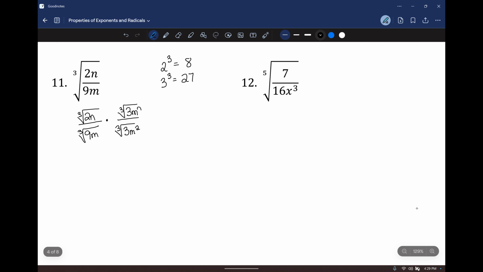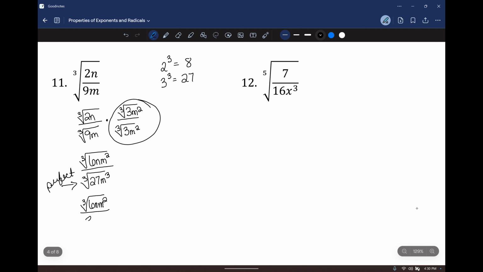So we have to do that on top and bottom. That way we're not changing the value, we are just changing how it is written. So I have a cube root times a cube root, so I'm going to multiply those together. That gives me 2 times 3 is 6, and then n and m squared, over, multiply across, 9 times 3 is 27, m to the third. This should be a perfect cube because you multiplied by this to make it a perfect cube. All right, so let's go ahead and cube root that denominator. The cube root of 27 is 3, and the cube root of m to the third is m.